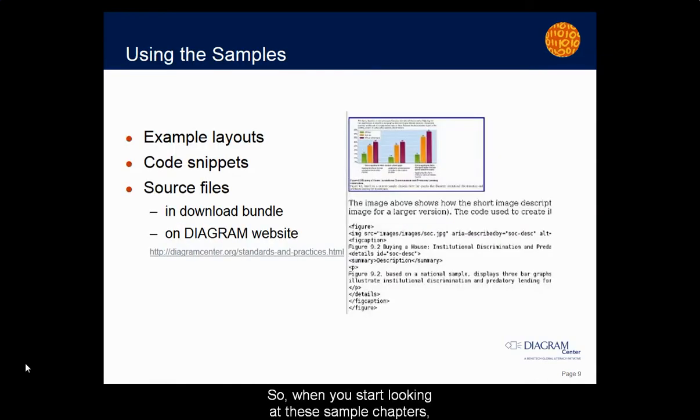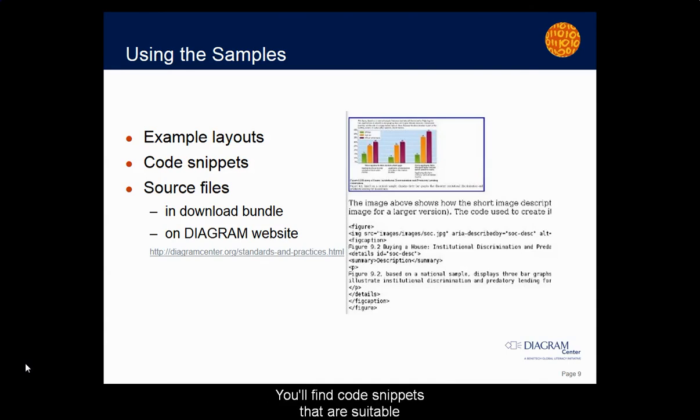Great. So when you start looking at these sample chapters, what are you going to find in there? Well, you're going to find example layouts. So you will see pictures of how the images and their accessible descriptions or whatever other treatment they got, how this would appear in a book.